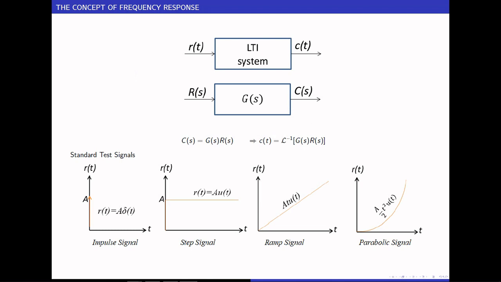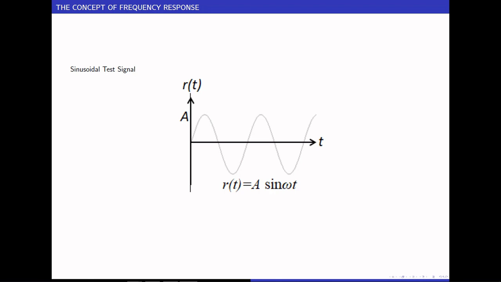We apply the final value theorem. The condition for applying the final value theorem is that the signal should settle at some value as t tends to infinity. The value at which it settles may be finite or infinite, it doesn't matter, but it has to settle at some value.